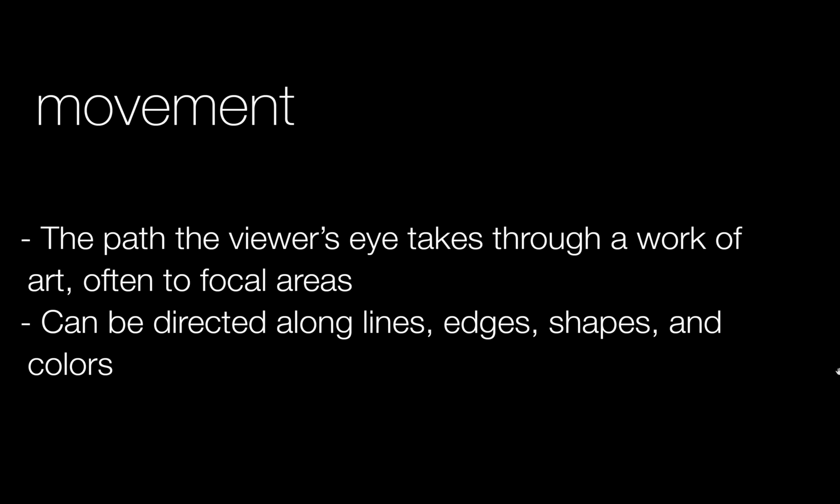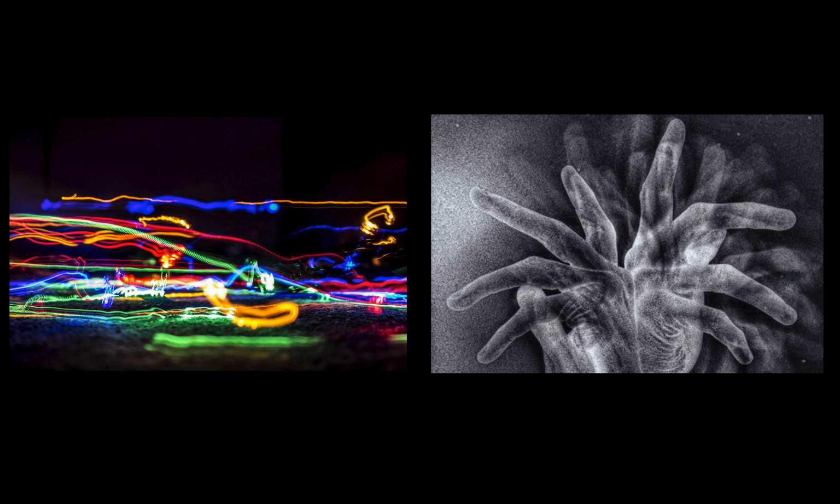Next is movement. And while some of us may think of movement as going from one place to another, movement is technically the term for the path that your eye takes while you're looking at a design. And usually that is controlled by focal areas and contrast. Lines and shapes and colors can influence eye motion across a composition. That is also known as visual circulation.